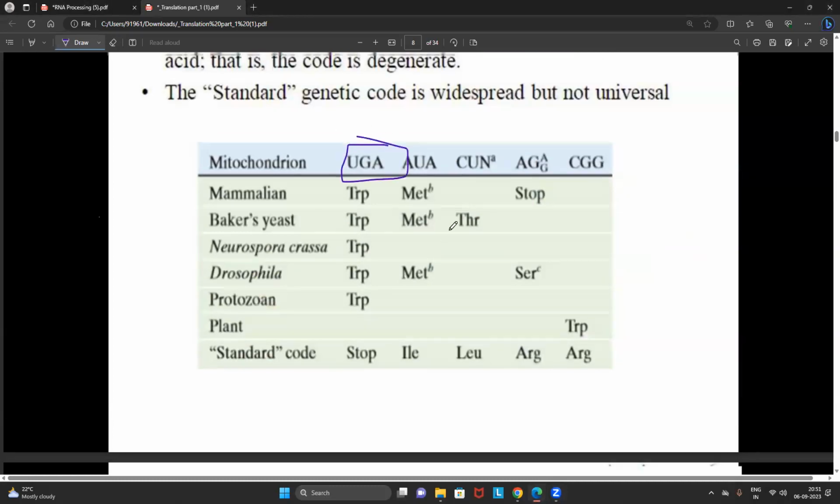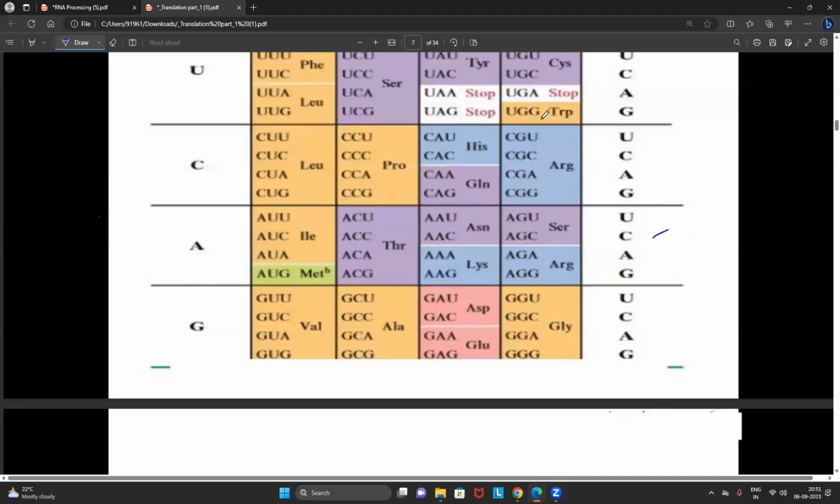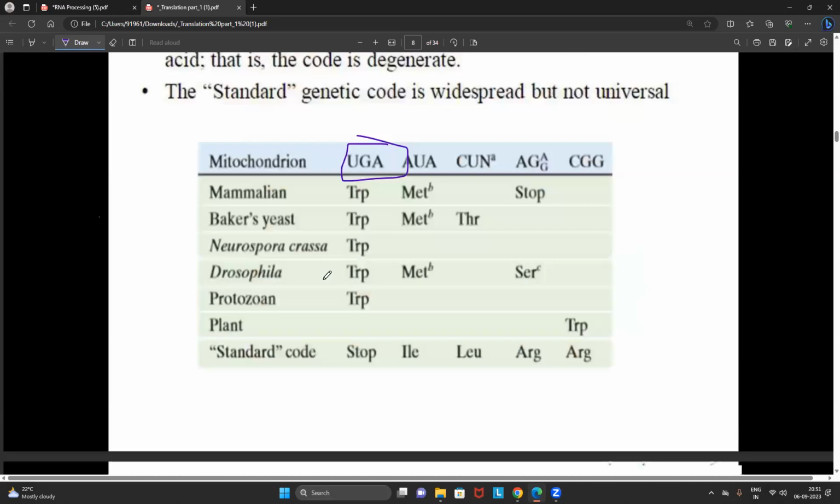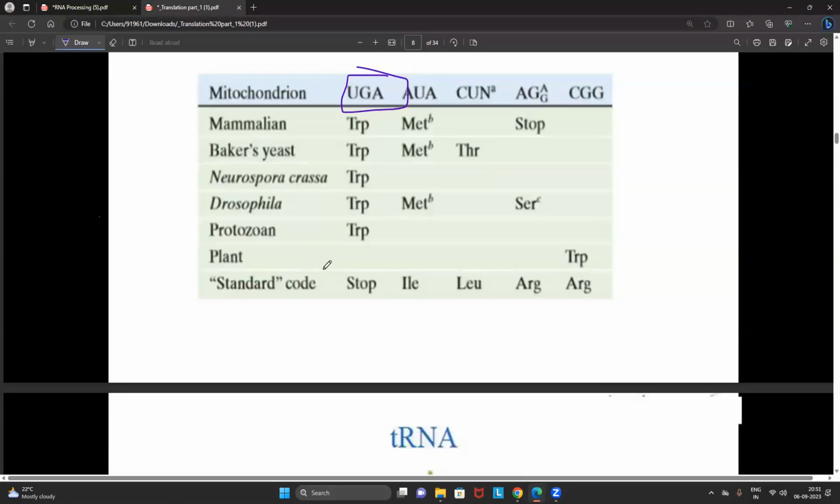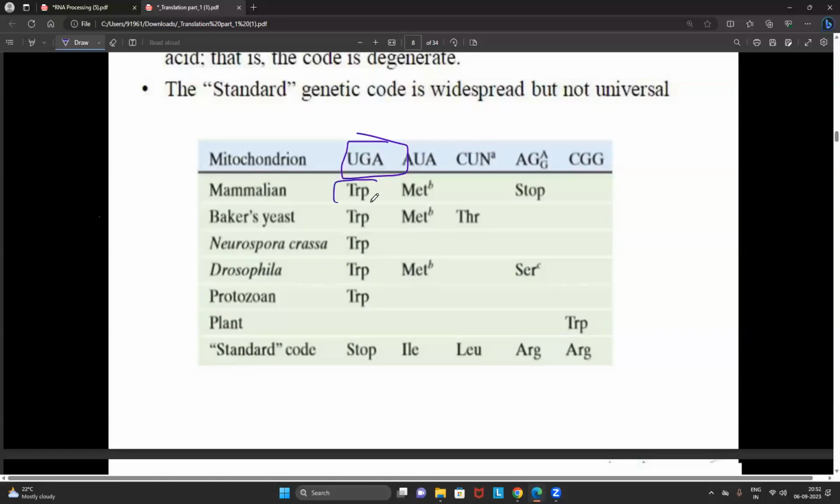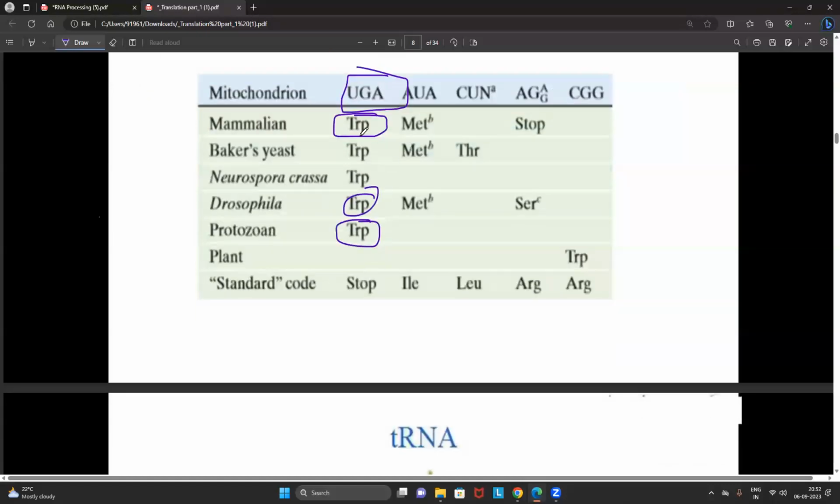UGA, you know very well, just now we saw here, UGA is ultimately going to code for the stop codon. But what's the interesting point here? Now the UGA is not going to code for the stop codon. Remember, in certain organisms, it is coding for tryptophan. In Drosophila, and even in some plants, it is coding for tryptophan instead of coding for the stop codon.